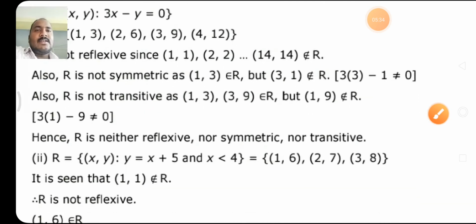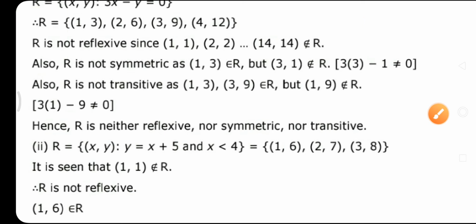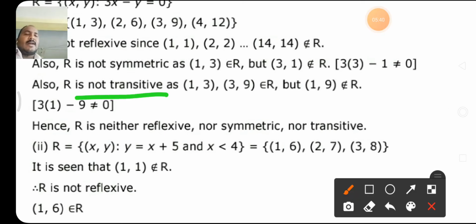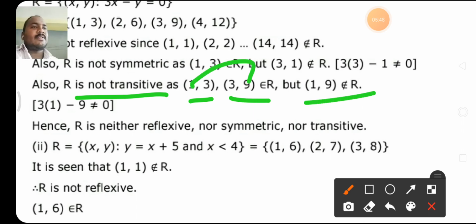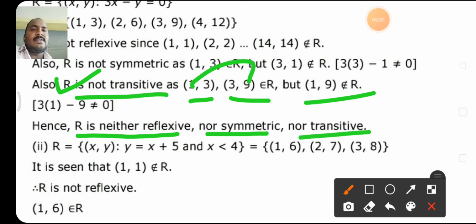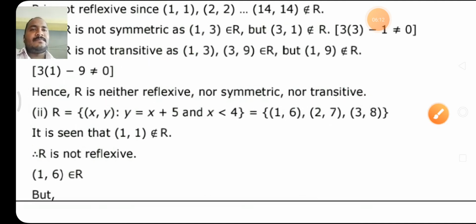Next, R is not transitive, as (1, 3) belongs to R, (3, 9) belongs to R, but (1, 9) does not belong to R. Because of this, R is not transitive. Hence, R is neither reflexive, nor symmetric, nor transitive. It means R is not reflexive, not symmetric, and not transitive. This is the first example solution. Next, second one.